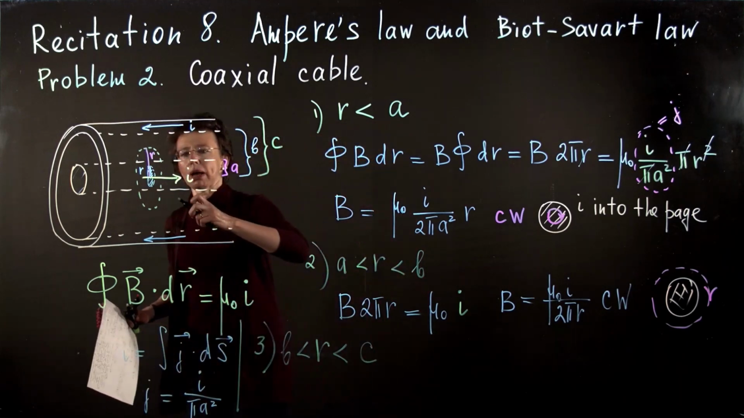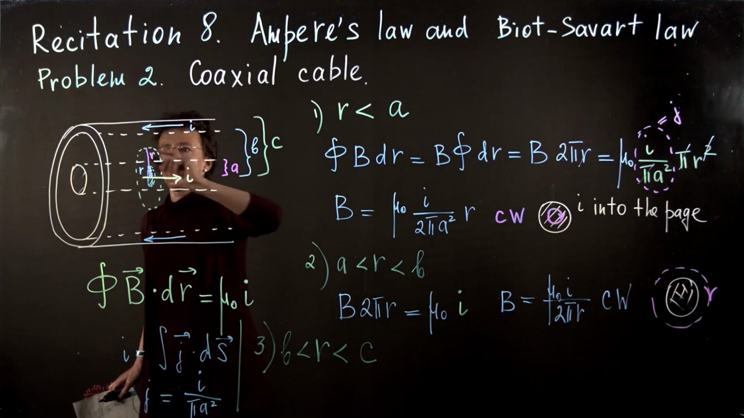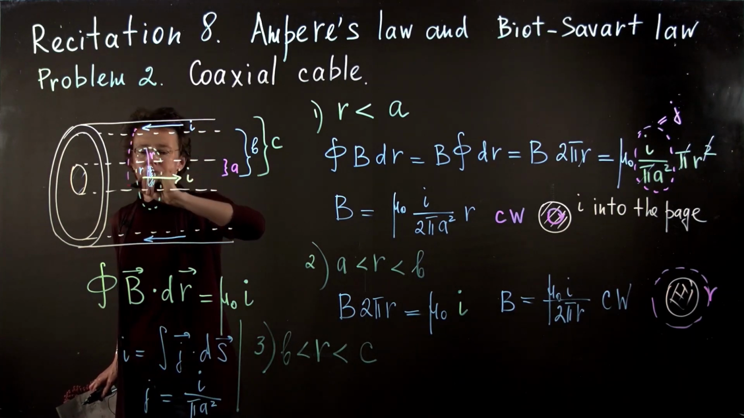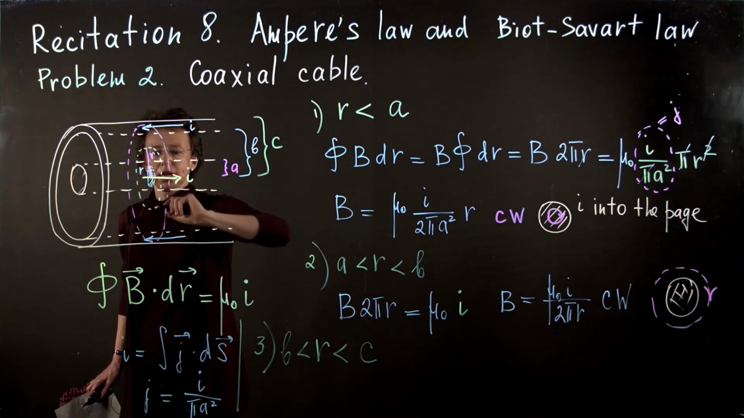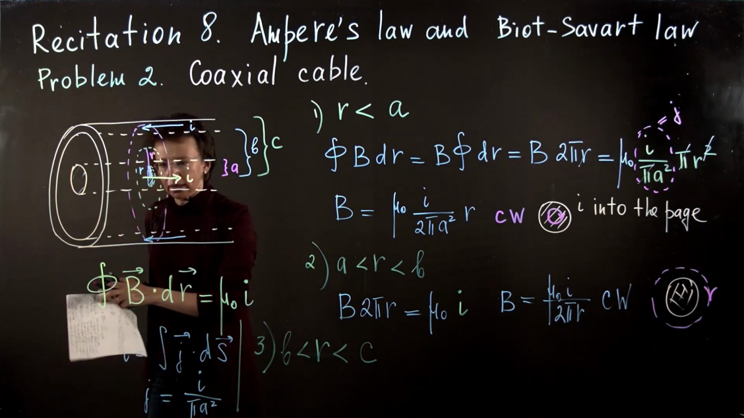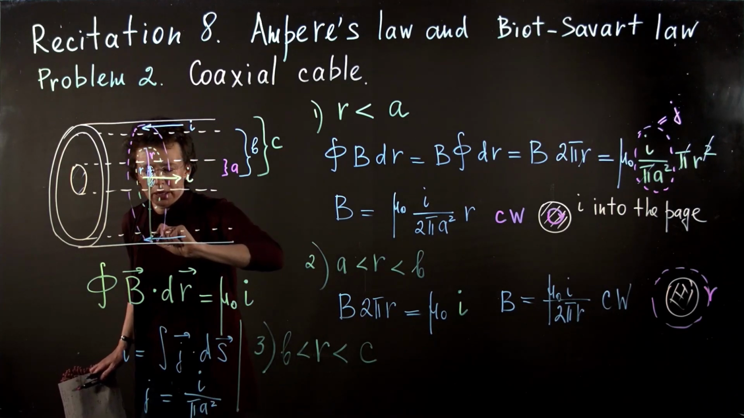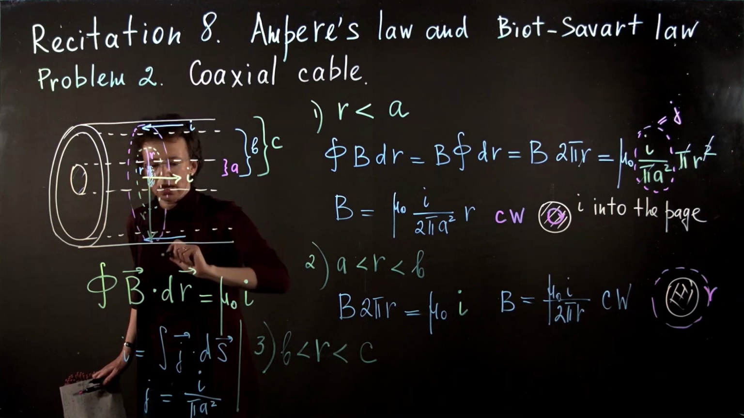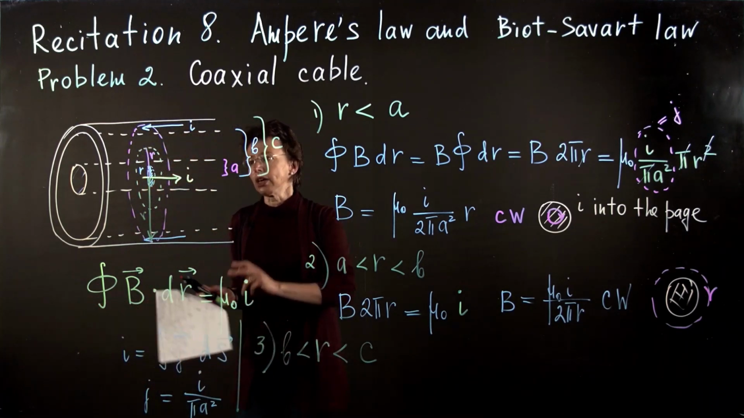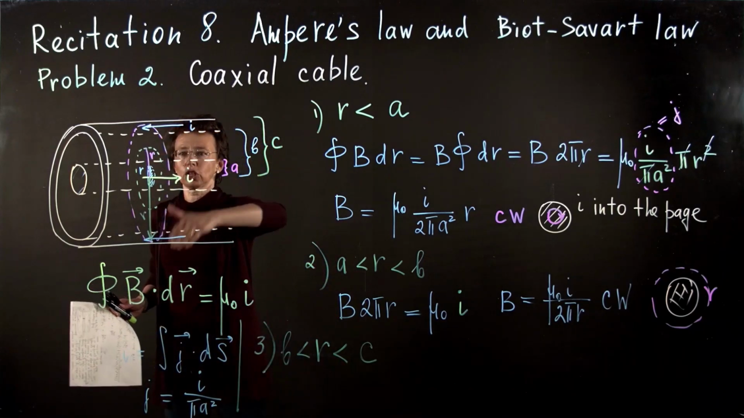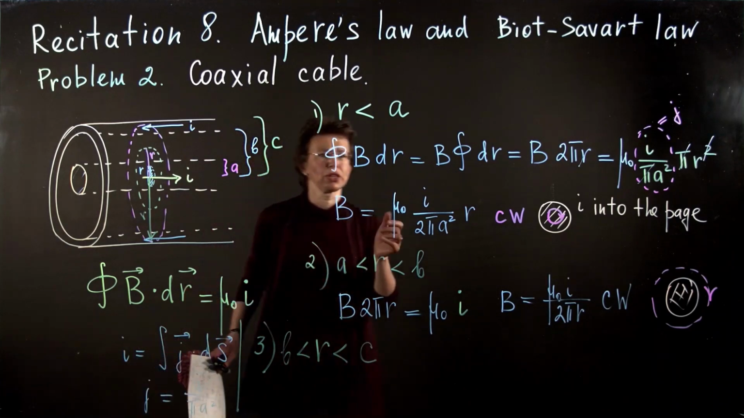Left-hand side, where is my loop? Now my loop, let it be pink. So this time, this is my loop of arbitrary radius R, and R in this case is between, this is my little r. It is greater than B and less than C. The question is, what is current enclosed by this loop? That's what we need to figure out. Current enclosed by this loop.